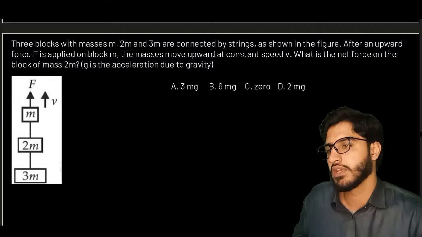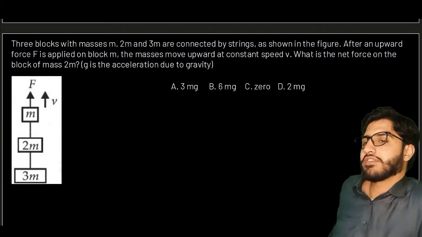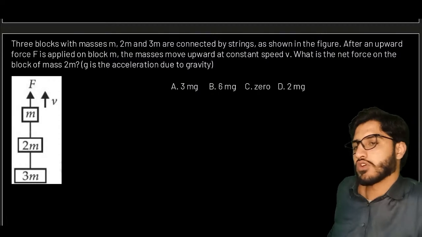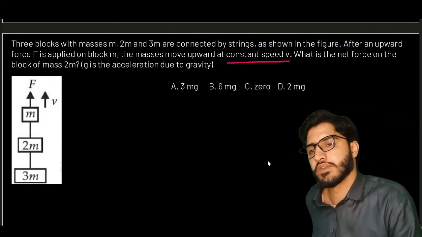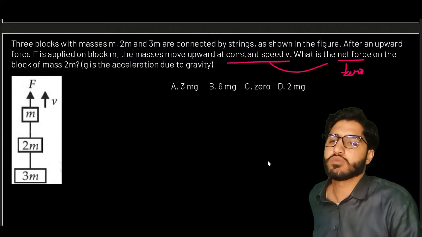Next numerical. Three blocks with mass m, 2m and 3m are connected by string as shown in the figure. A force F is applied on block m. The masses move forward at constant speed. Okay, speed is constant. Net force will be zero, no? Speed constant, so force is zero.